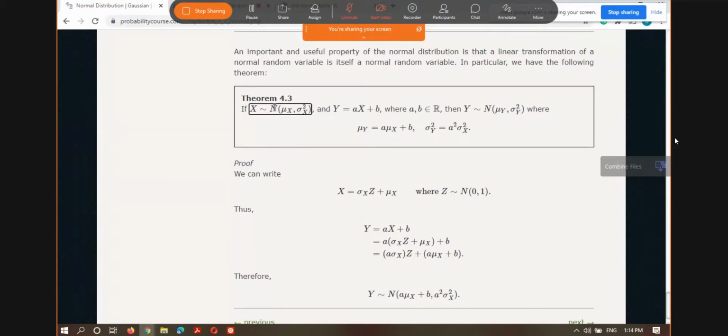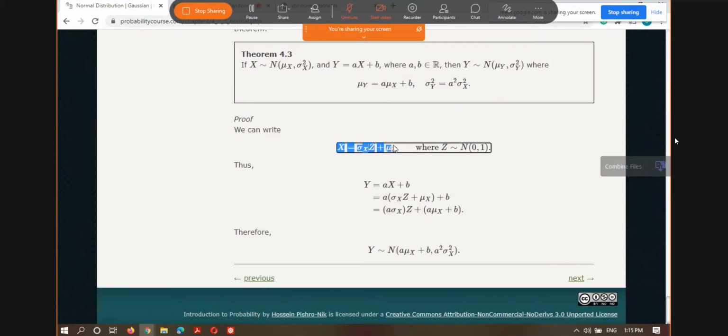So earlier we had z as a random variable, and from z we can write x in this way, sigma x z plus mu x, then x becomes a normal random variable with mean mu x and variance sigma x square. And now in this theorem, x is a normal random variable with mean mu x and variance sigma x square. And now we are creating another random variable that is ax plus b. And for this kind of random variable, we can get the mean and variance: a mu x plus b, and variance a square sigma x square.